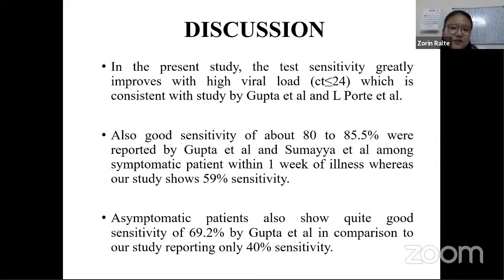In the present study, the test sensitivity greatly improves with high viral load, which is a CT value of less than 24, which is consistent with other studies conducted by Gupta et al. and El Porte et al. Also, good sensitivity of about 80 to 85.5% was reported by Gupta et al. and Sumaya et al. among symptomatic patients within 1 week of illness, whereas our study shows 59% sensitivity. Among asymptomatic patients, good sensitivity was also reported by other studies conducted by Gupta et al., which was about 69.2%, whereas in my study, the sensitivity was only about 40%.